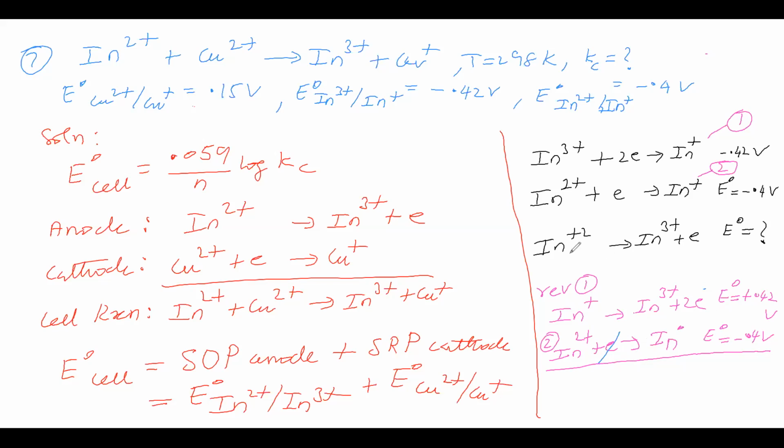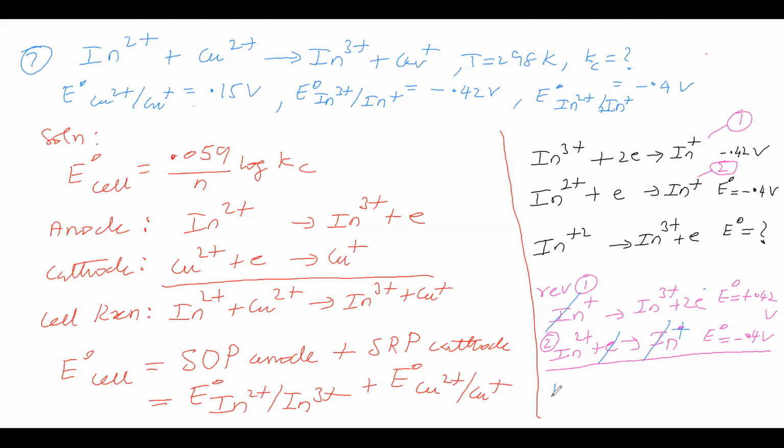We want this half reaction. For that case only we have taken these two half reactions. In this half reaction, on the right side one electron is there, so we want one electron on the right side. So don't multiply this by 2. Just take it as it is. We want one electron, so don't make them equal. Now we will cancel the In plus. In plus we have cancelled.